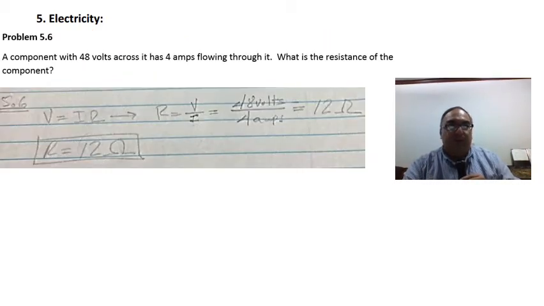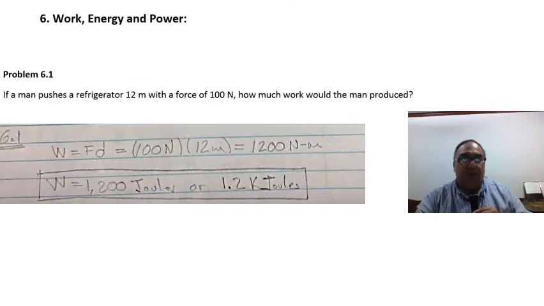On this one, we have 48 volts, so we have voltage, and we have 4 amps. They want the resistance. We solve for resistance, and we have the volts over the current, which is 48 volts over 4 amps. We will get, as a result, 12 ohms.